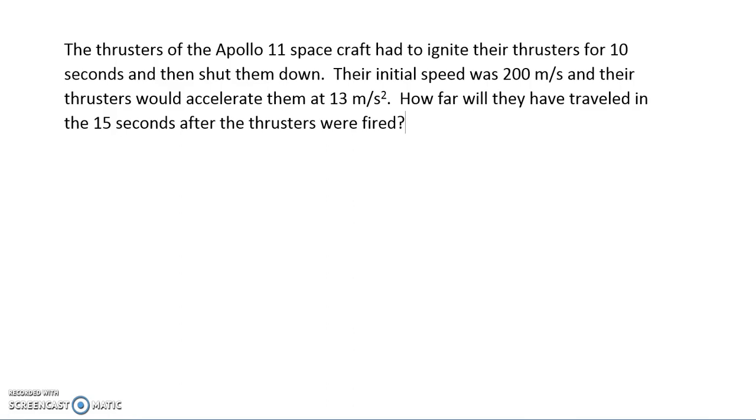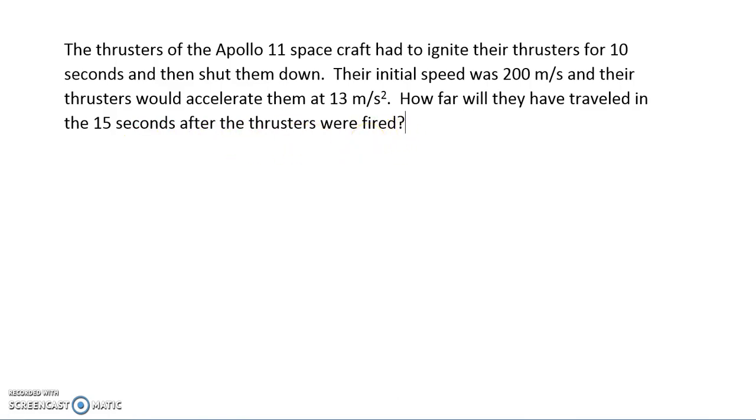So here we have the Apollo 11 spacecraft, and all these numbers are completely made up and no research was done. So giant caveat there. The problem says the Apollo 11 spacecraft had to ignite their thrusters for 10 seconds and then shut them down. Their initial speed was 200 meters per second, and their thrusters would accelerate them at 13 meters per second squared. How far will they have traveled in the 15 seconds after the thrusters were fired?